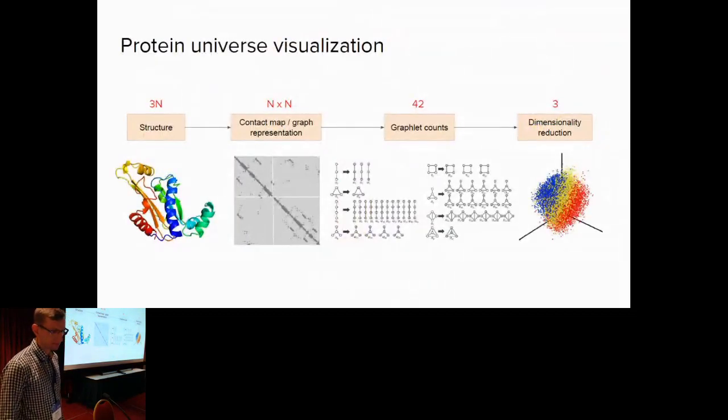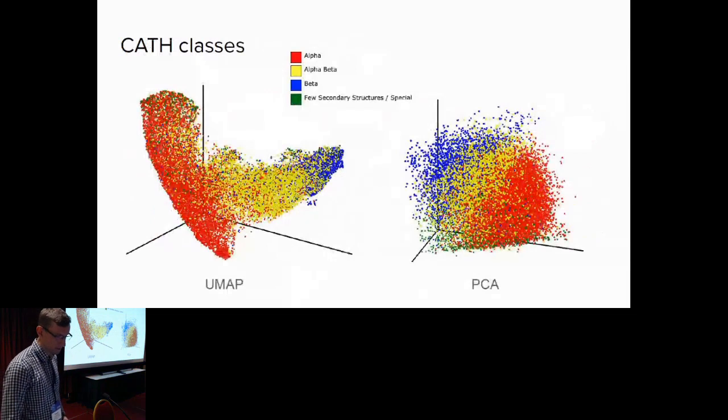We also created a protein structure space visualization using quite a simple approach, I would say. For each structure, we created a graph representation based on the contact map. Then we computed graphlet counts, on which we then performed dimension reduction using two widely used techniques, namely UMAP and PCA. It is not a big surprise that the structure space is continuous. It was shown many times in many papers by many authors. Both approaches are able to distinguish between CATH classes.